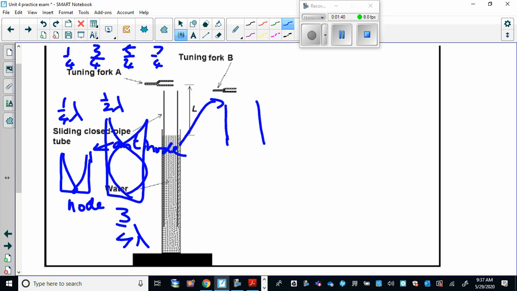For open pipes, since they're both open, you must have antinodes at both ends. The shortest wavelength that fits in an open pipe is half a wavelength. And then once again, they increase by half a wavelength each time. So the next one will be 1 wavelength.